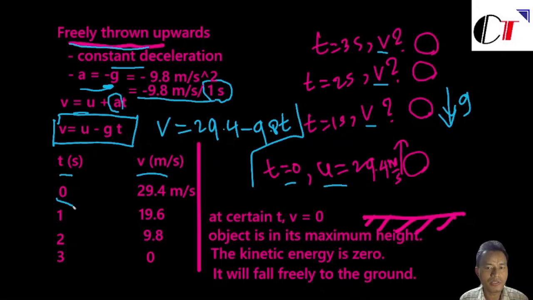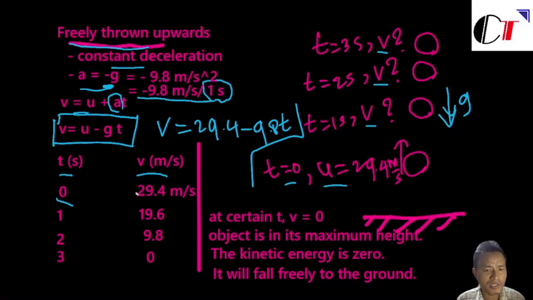At time t equal to 0, you just substitute 0 in this equation, and we don't have to calculate, in fact. But if you are into mathematics, you just substitute t equal to 0 and you will get 29.4 meter per second. At t equal to 1 second, you substitute again: 29.4 minus 9.8 times 1, which is just 29.4 minus 9.8, and you will get 19.6 meter per second.